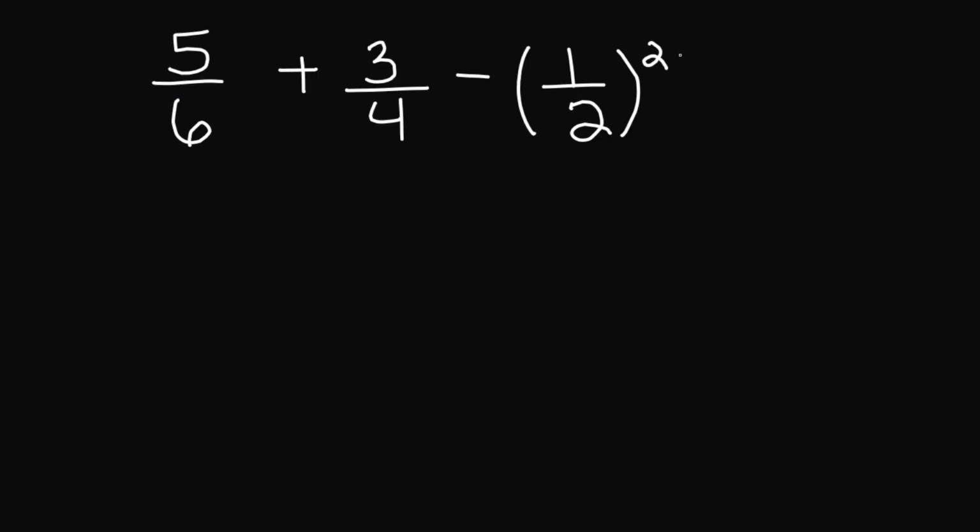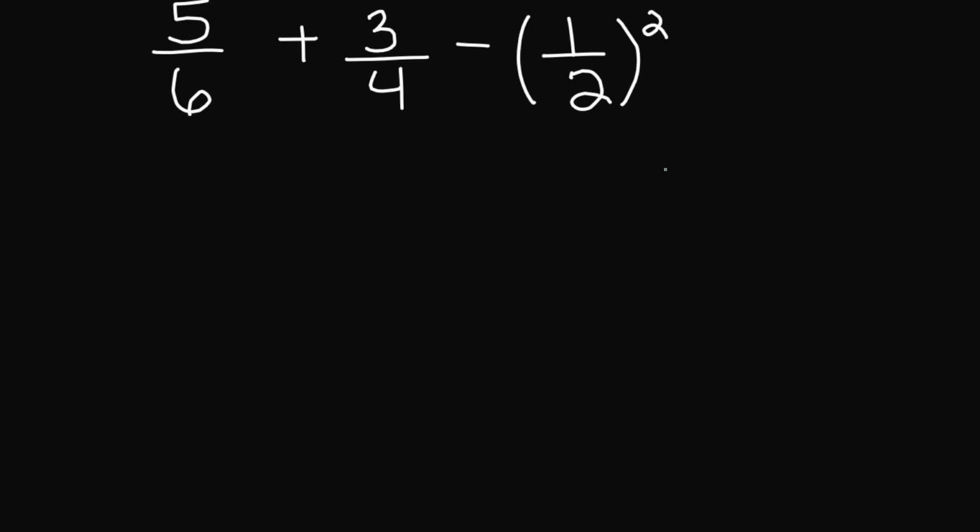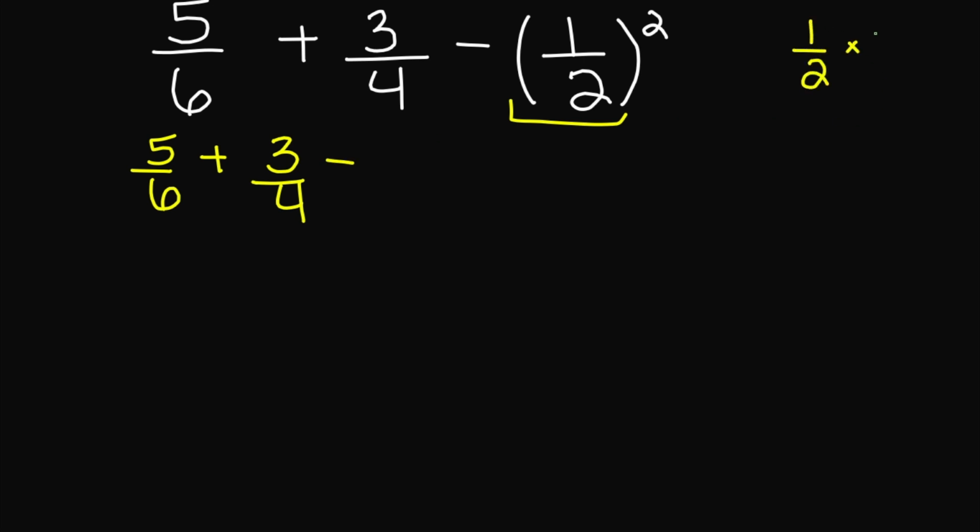Let's look at this example here. We have 5 over 6 plus 3 over 4 minus 1 over 2 squared. The first thing we're going to do, let's go ahead and take care of our exponent first. So we have 5 over 6 plus 3 over 4 minus, here we have 1 over 2 times 1 over 2. And this is going to equal 1 over 4. When you are multiplying fractions, don't forget, you just multiply across. So your answer here is going to be 1 over 4.